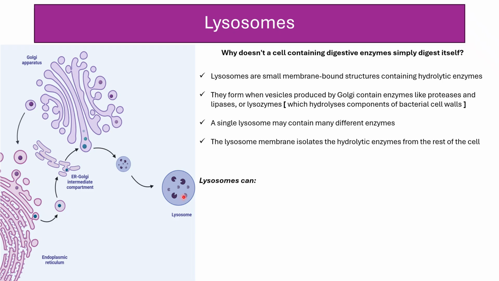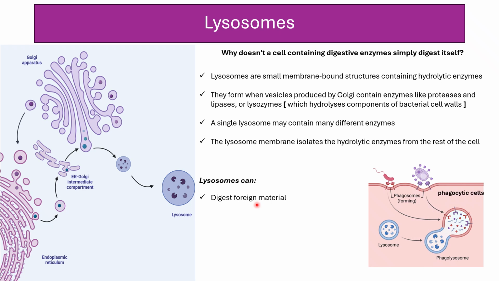So what can a lysosome do? Let's have a look at the different roles and functions of lysosomes. The first thing that a lysosome can do is to digest foreign materials. What do we mean by that? That happens in what we call phagocytic cells. For example, bacteria will bind to specific receptors on the cell membrane.